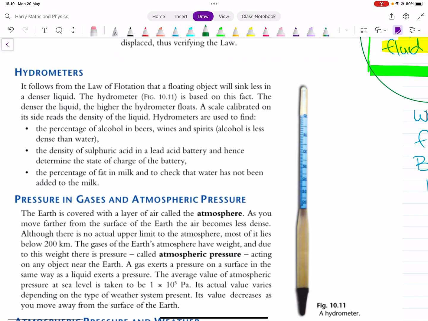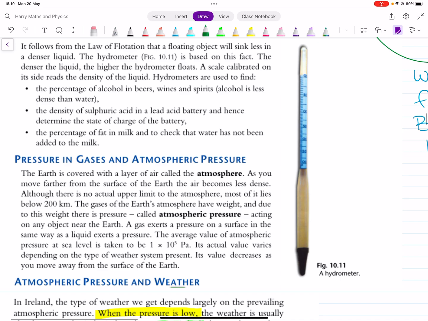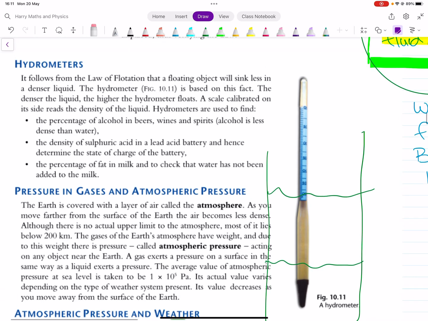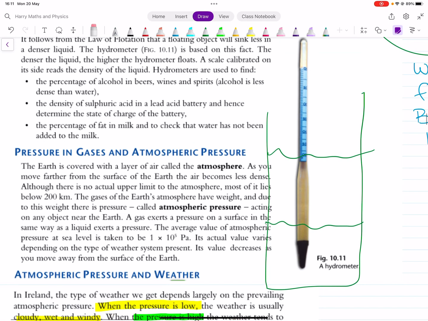And then there's a couple of things here, like a hydrometer is just like a thermometer, sort of, except instead of measuring temperature, it measures kind of density of a liquid. So depending on the density of a particular liquid, this will float at different heights in the liquid. So it might sink really deep into one liquid. It might float very high in a different liquid. And from that, you can get a reading. It normally helps with concentration and stuff like that. You can see here the percentage of alcohol in beers, wines or spirits is used. The density of sulfuric acid in a lead acid battery. So yeah, depending on how dense the fluid is, the hydrometer will float higher or lower.